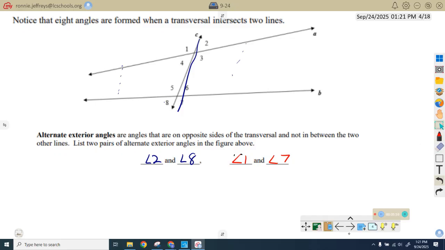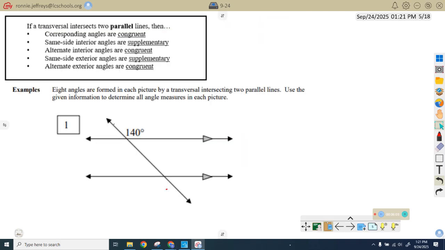Now, if you go to the back, here's all our definitions: corresponding angles are congruent. That means this. If we look at our angle here on problem 1, this angle right here, this angle corresponds to it.